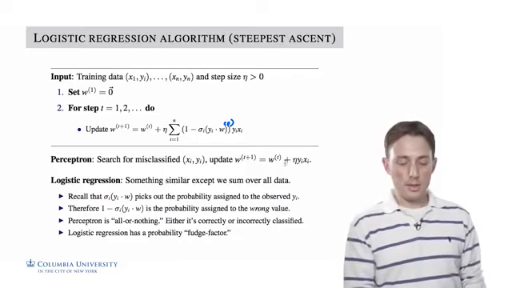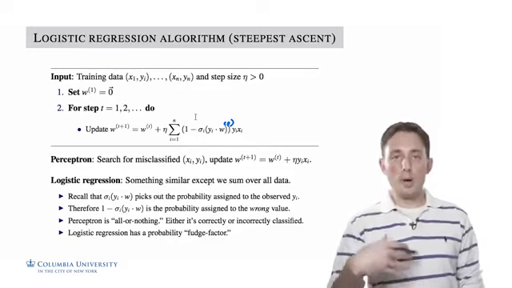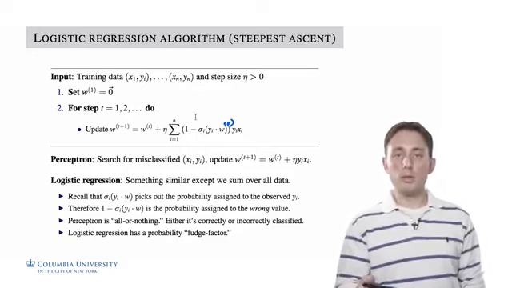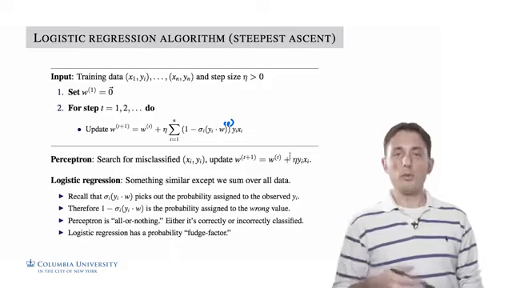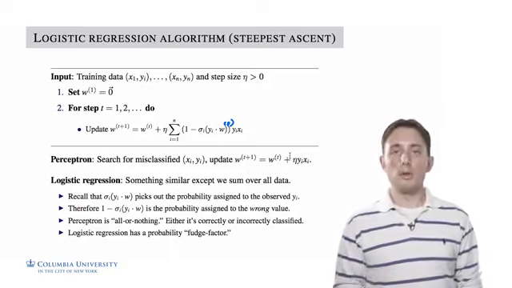So in a sense, logistic regression has this fudge factor, if you will. It's simply a result of the probabilistic interpretation that we've given to the problem, whereas if you remember, perceptron had no such probabilistic interpretation at all.